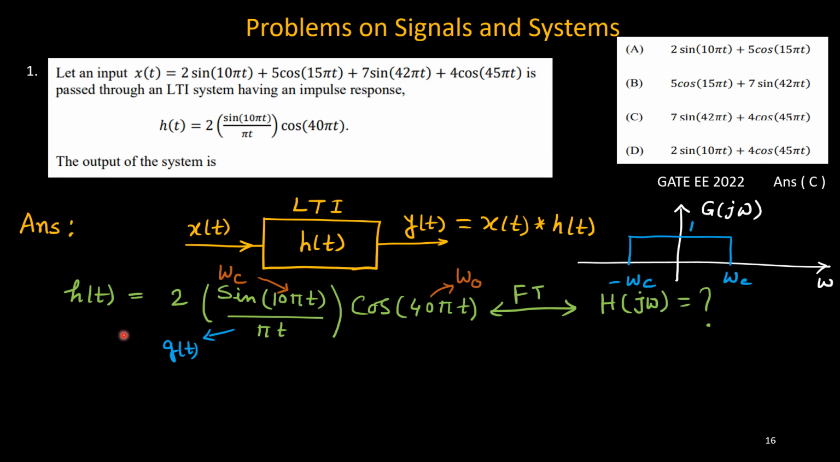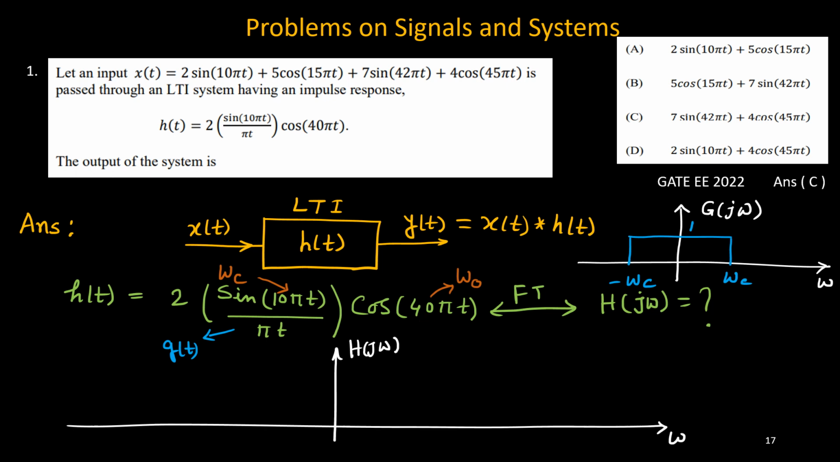So in our case here, this is your g(t), and here omega c is 10 pi, and this g(t) is multiplied by 2 times cos omega naught t. Here omega naught is your 40 pi. So this omega c is 10 pi, omega naught is 40 pi. Now we want to draw the spectrum of h of j omega. This is our task.